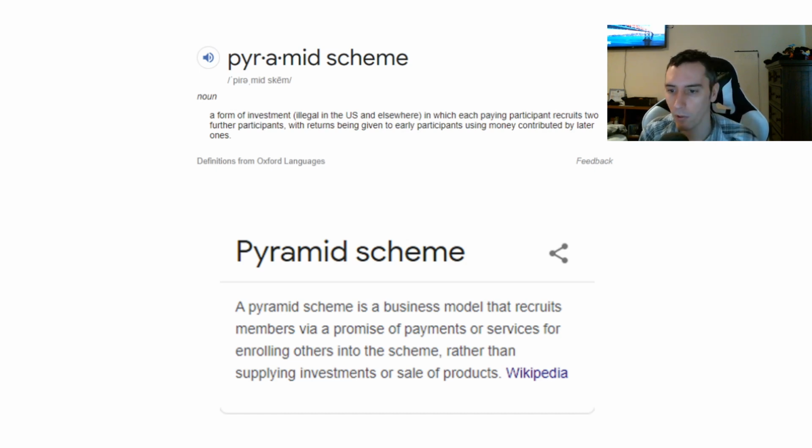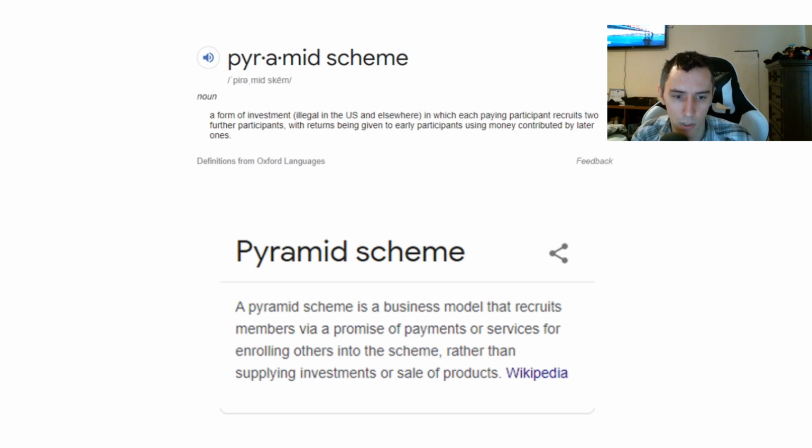A pyramid scheme also is defined as a business model that recruits members via a promise of payments or services for enrolling others into the scheme, rather than supplying investments or sale of products. All right? So that's the definition of what's going on as far as a pyramid scheme goes.